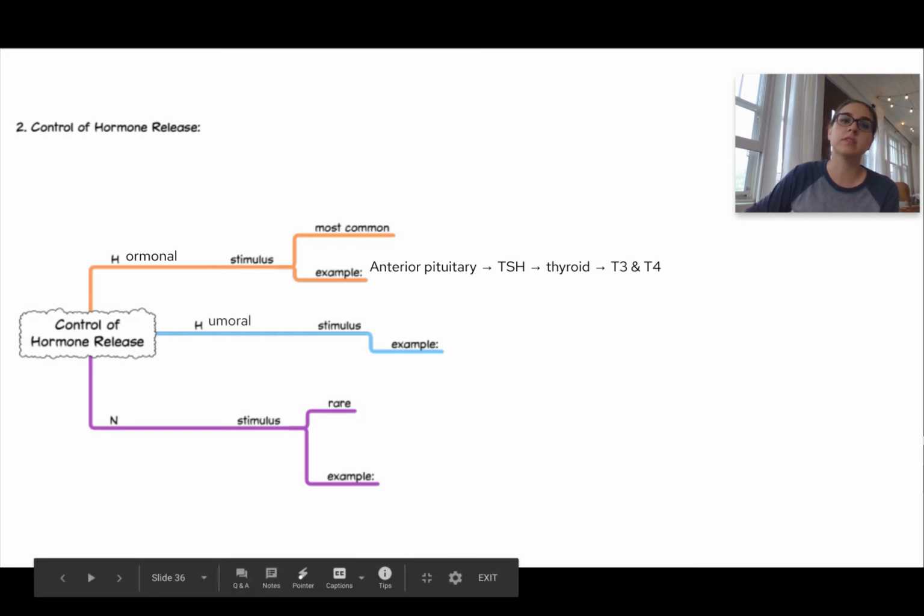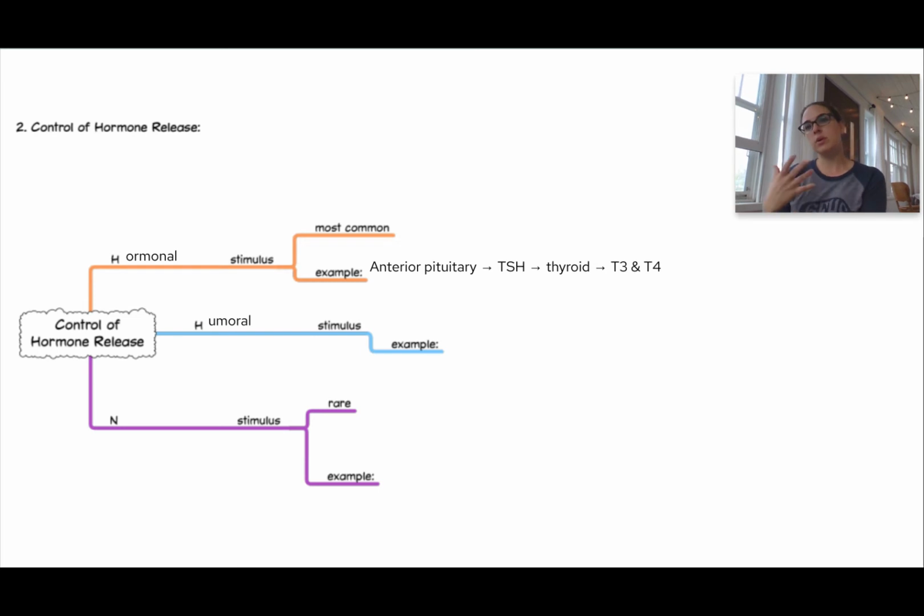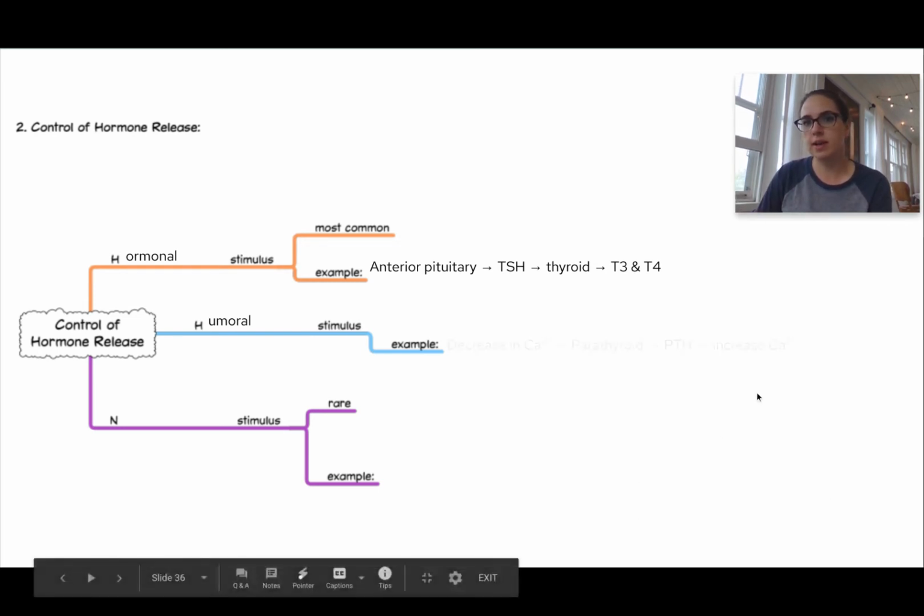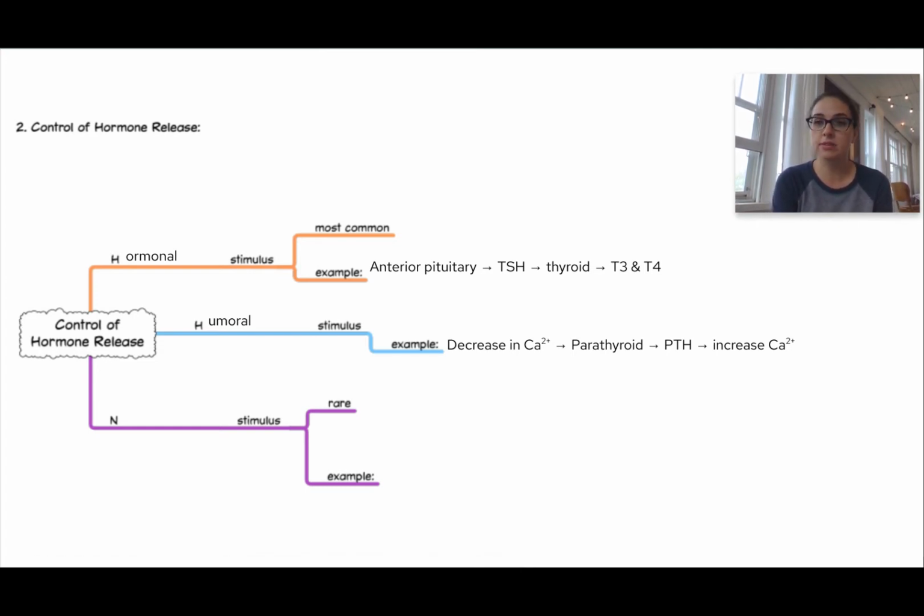Then humoral stimulus. That word humor means liquid, so blood. So whatever's going on in my bloodstream is going to affect that gland. So our example for this one is, let's say there's a decrease in calcium in my bloodstream. That direct decrease in the blood is what's going to stimulate my parathyroid gland to release its hormone, parathyroid hormone, and then it will increase calcium. It'll have an effect on my osteoclasts to start breaking down bone to put calcium in my blood. So that's humoral because the blood is the stimulus.